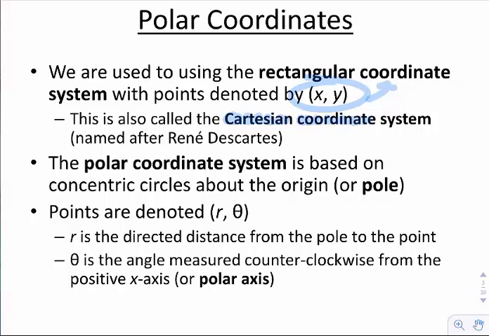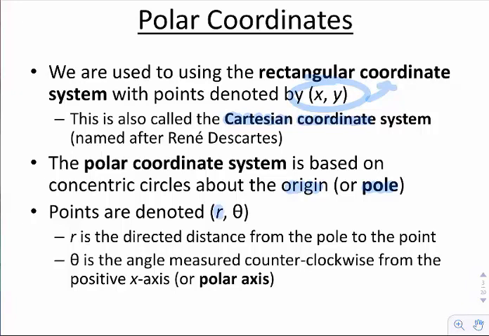So now that we're going to go away from rectangular coordinates, you're still going to use them, but now we're going to talk again in this unit about polar coordinates, and it's based on, again, concentric circles about the origin, or again we can call that the pole. So the pole is the other name for the origin when we're dealing with polar coordinates.